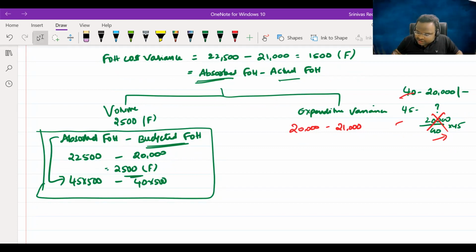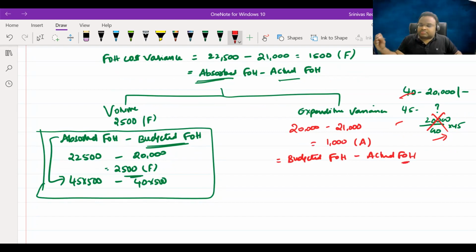Now, how much did I pay extra? 1,000 I paid extra. Adverse or favorable? Adverse. What is this 20,000 called? Budgeted fixed overhead. What is this 21,000 called? Actual fixed overhead. That's it. That is all about fixed overhead cost variance.